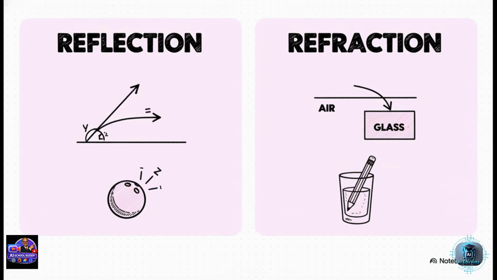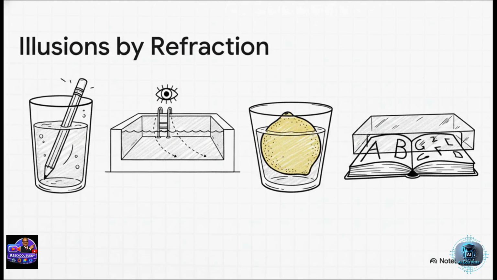Okay, just a quick recap to lock this in. Reflection is light bouncing. Refraction is light bending. Reflection happens in one medium. Refraction happens when light changes mediums. Simple, right? Now, I guarantee you've seen these things. Ever stick a pencil in a glass of water and it looks like it's broken? Or notice how a swimming pool always looks way shallower than it really is? These aren't magic tricks. They're all just perfect everyday examples of refraction in action.